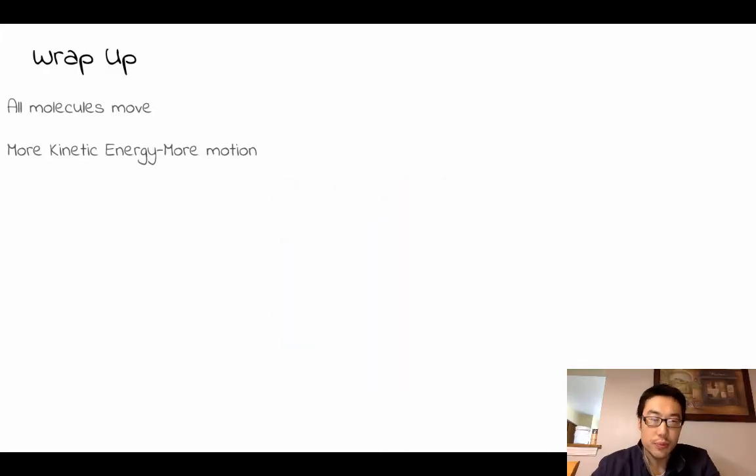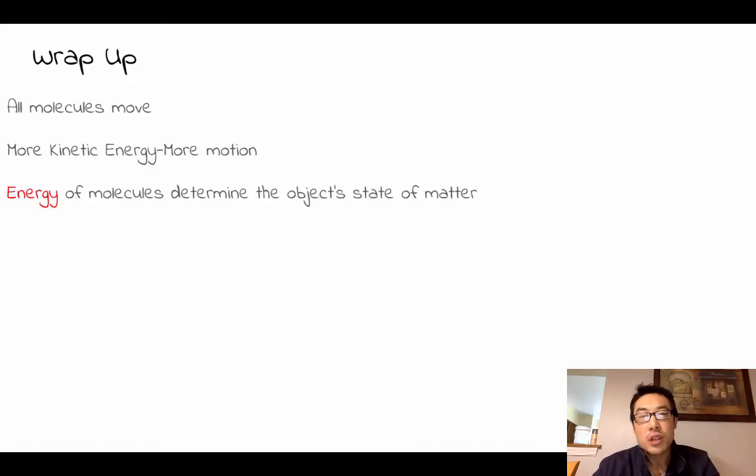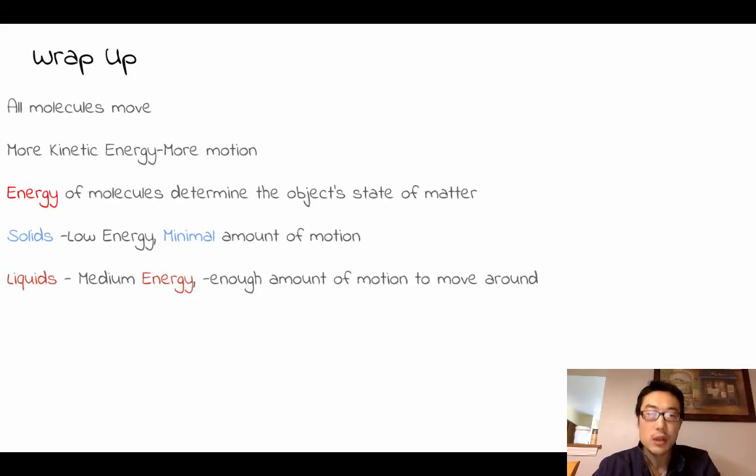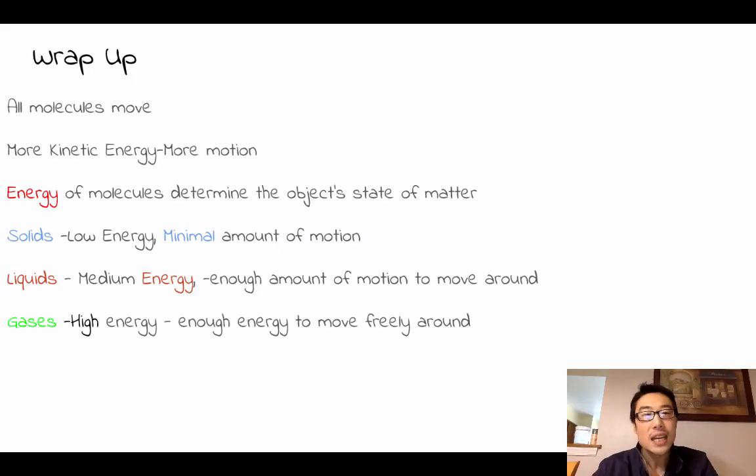So let's wrap this up. All molecules move. More kinetic energy means there's more motion. The energy of a molecule is determined by the state of matter. Solids have a low amount of kinetic energy. Therefore, there is a minimal amount of motion. Yet, there is still motion. Liquids have a medium amount of energy, enough energy for the liquid to move around. Gases, they have high energy. They have a lot of energy, enough energy so that they're just bouncing all around all over the place.